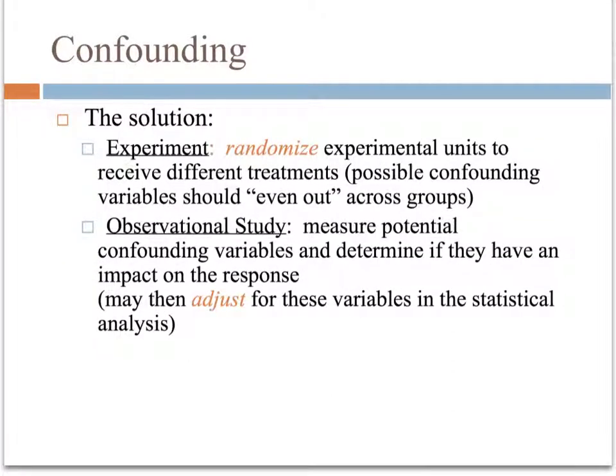The solution with confounding, if you're doing an experiment, is to randomize the individuals who receive the treatments. Because whatever that confounding variable is, you should be able to even it out among the groups if you randomly assign them. With observational studies, you can't do that, but what you can do is measure those variables and determine the impact that they're having on the response, and then adjust for those variables when you analyze things.